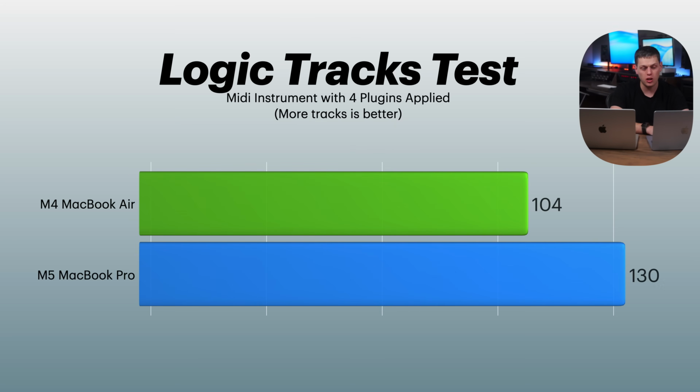The next test was with Logic Pro. My favorite test to do is to see how many tracks you can run, running a MIDI software instrument with a bunch of effects on it. With the MacBook Air, I got 104 tracks. With the MacBook Pro, 130 tracks, so just a little bit better.